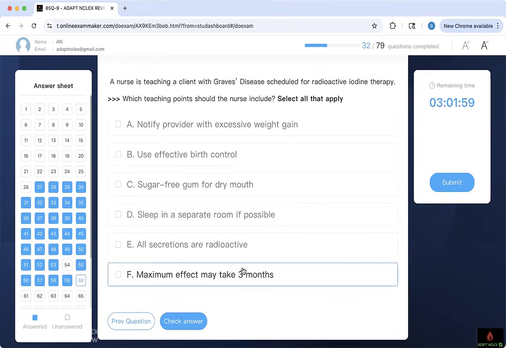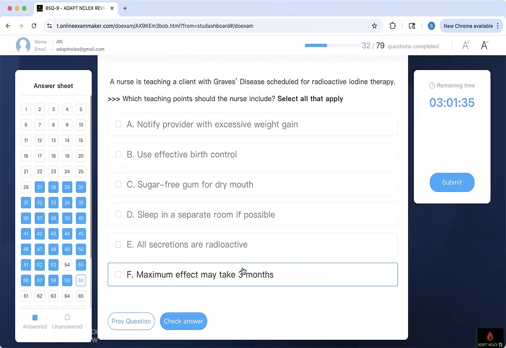And next is teaching a client with Graves disease who is scheduled for radioactive iodine therapy. Which teaching point should the nurse include? Select all that apply. Notify the provider with excessive weight gain. Use effective birth control. Sugar-free gum for dry mouth. Sleep in a separate room if possible. All secretions are radioactive. Maximum effect may take 3 months.